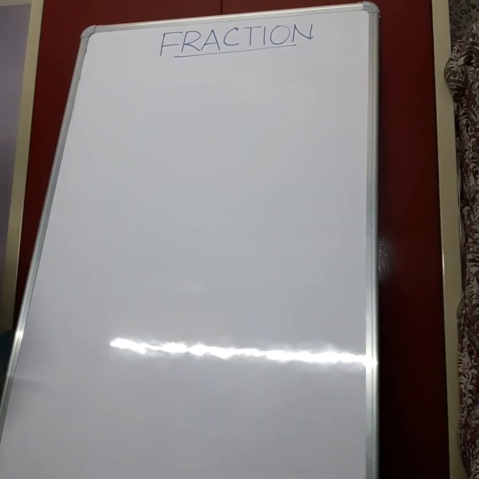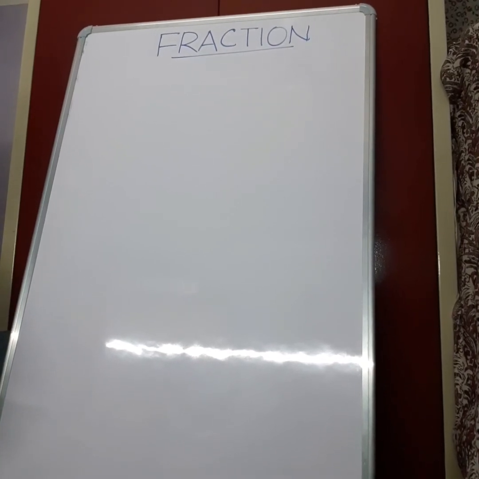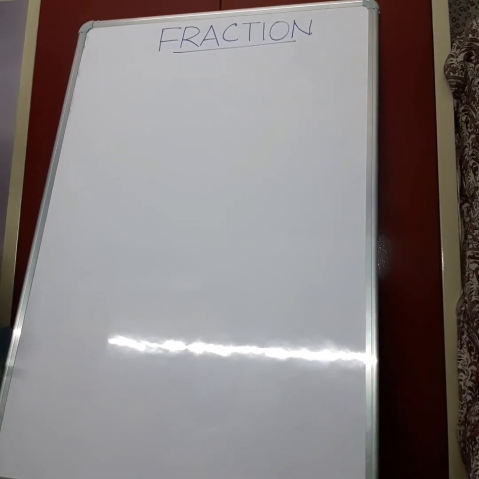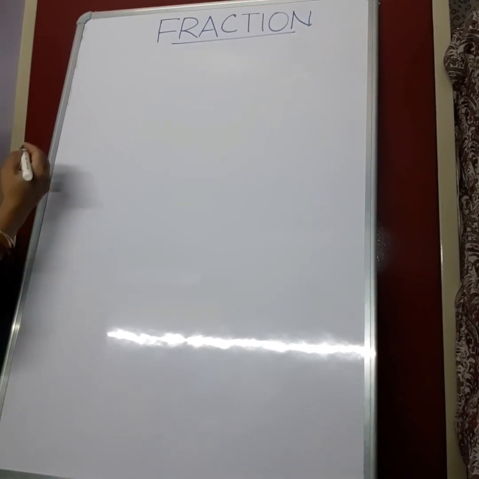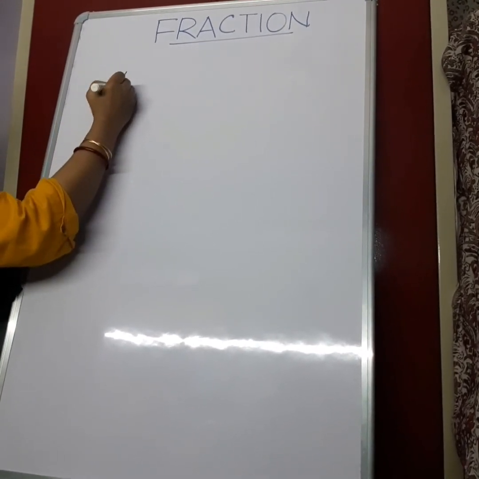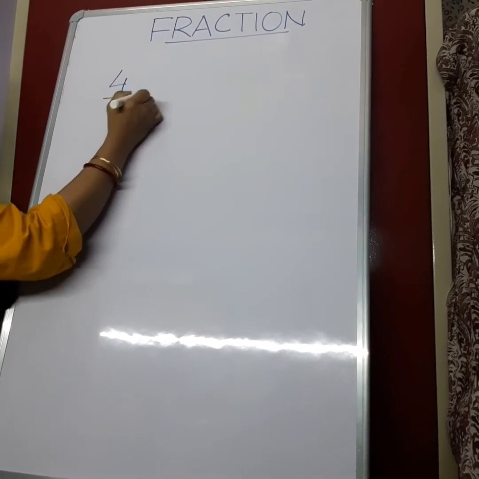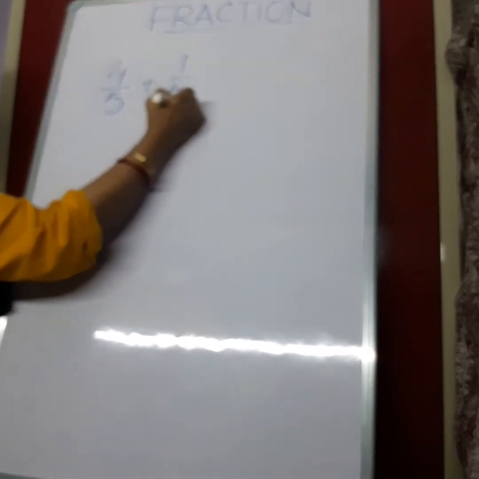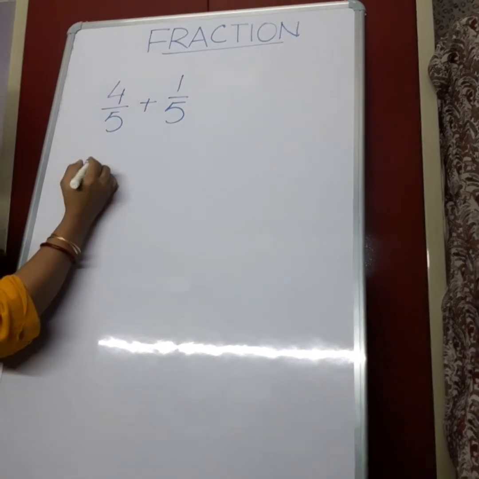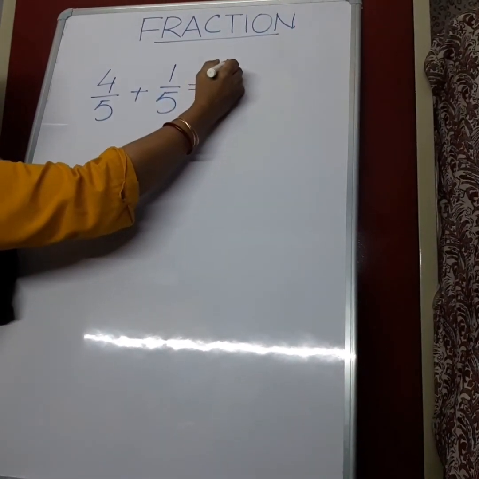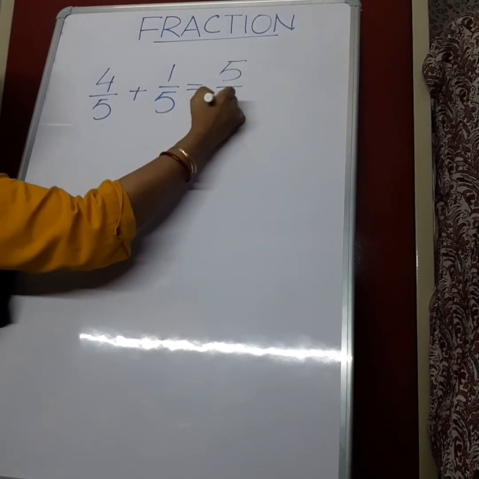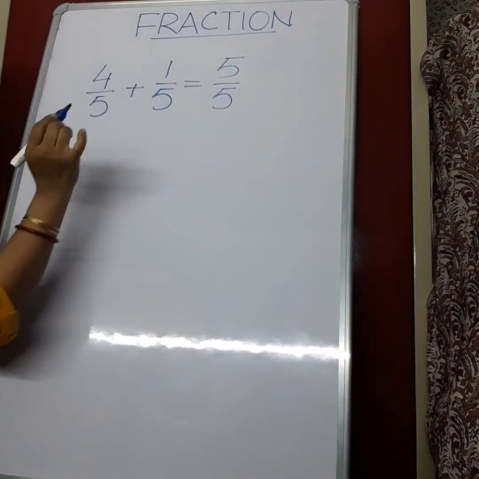Children, today we will be doing all the 4 operations of fraction. Let's start with addition and subtraction of fraction. So when we are adding like fractions, like 4 by 5 plus 1 by 5, we simply add the numerators. So it will be 5 and the denominator remains as such.